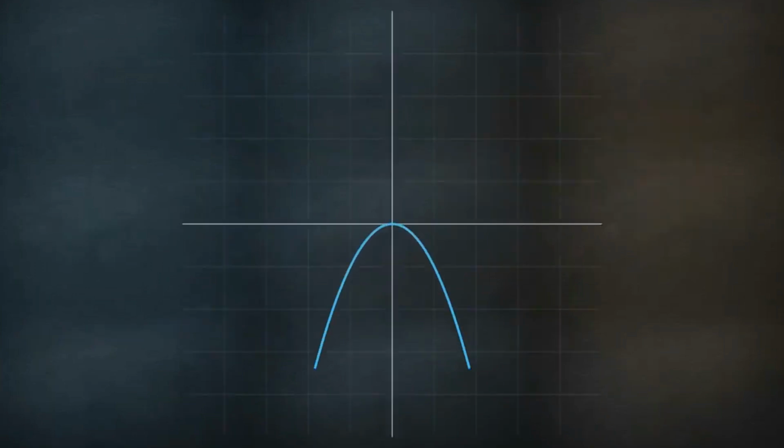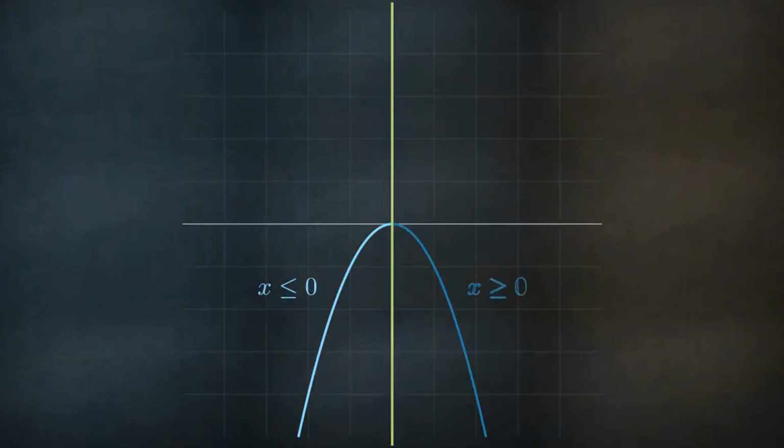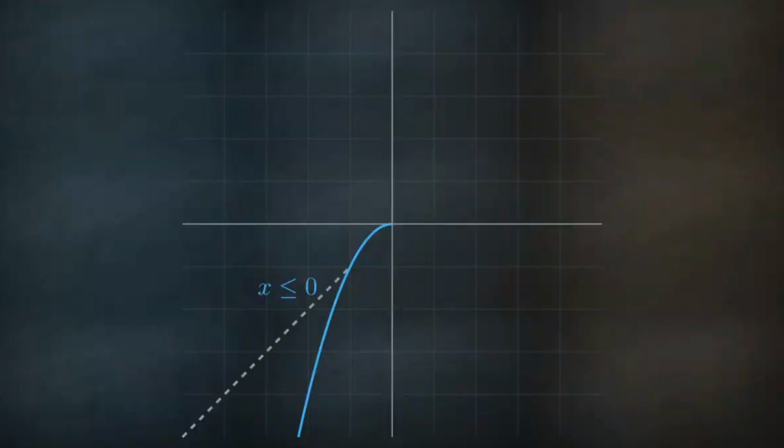To fix this and create a valid inverse, we have to restrict the domain of the original parabola. We do this by slicing it exactly at its axis of symmetry. This gives us two separate halves, one where x is less than or equal to 0, and one where x is greater than or equal to 0. Let's isolate just the negative side of the parabola, where x is less than or equal to 0.